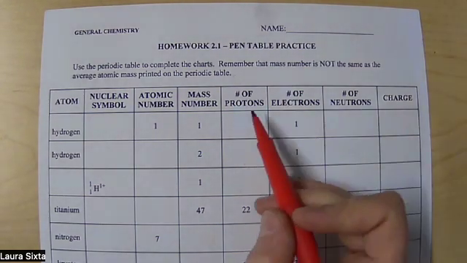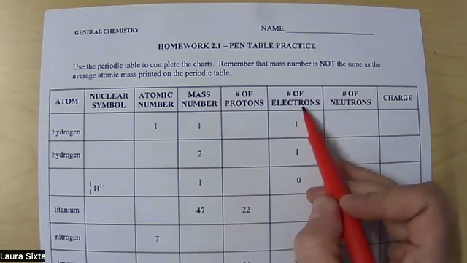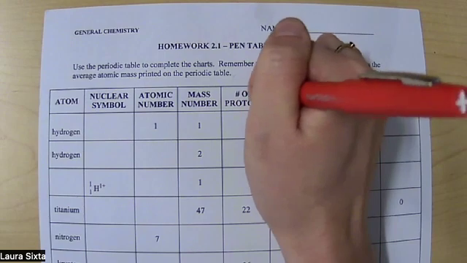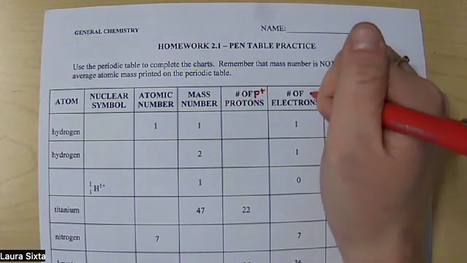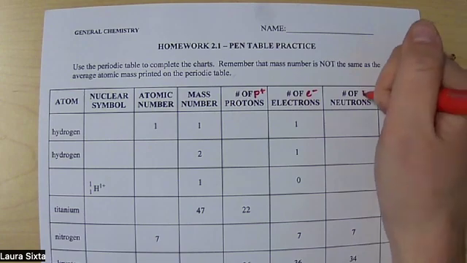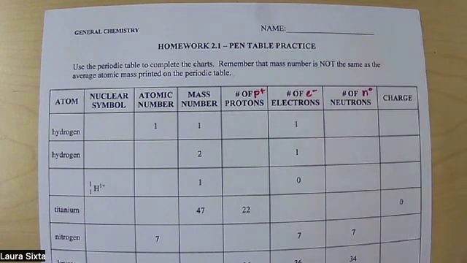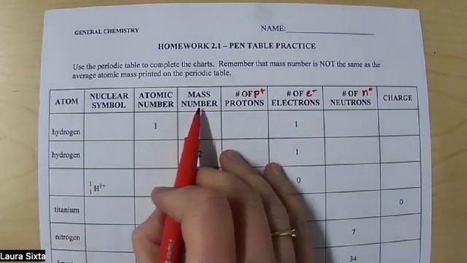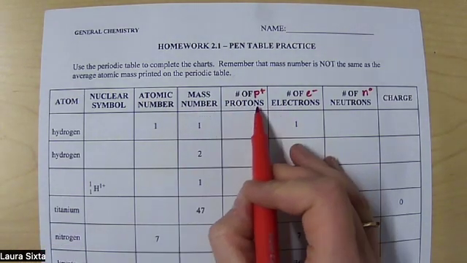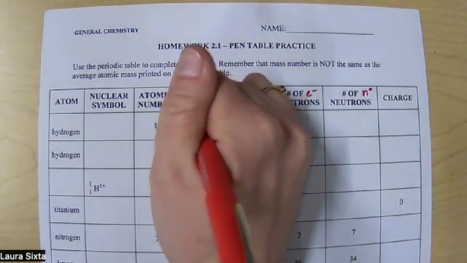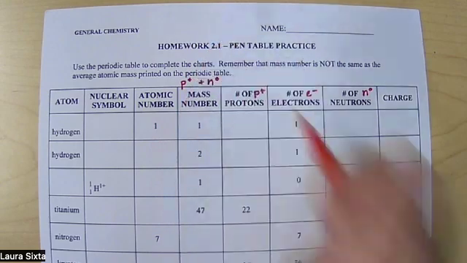All atoms contain protons, electrons, and neutrons. Protons are positive, P plus. Electrons are negative, E minus. And neutrons are neutral, N zero. The mass of the atom is what's contained in the nucleus, and the two things that are in the nucleus are the protons and the neutrons. So if we want to figure out the mass of an atom, we take the protons and add the neutrons.